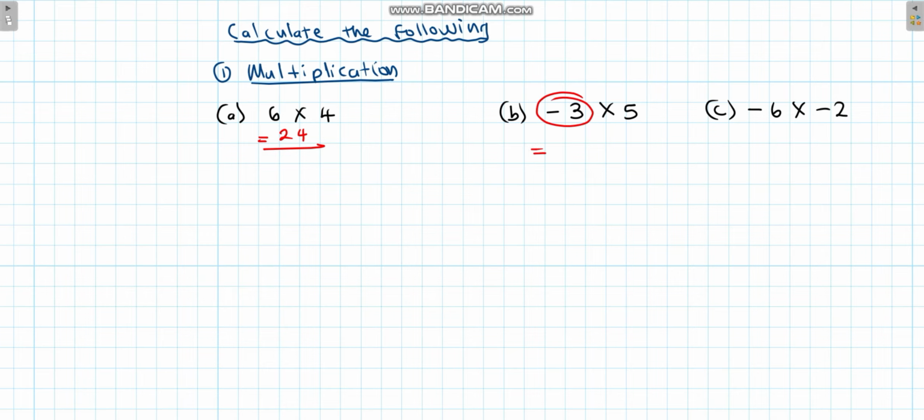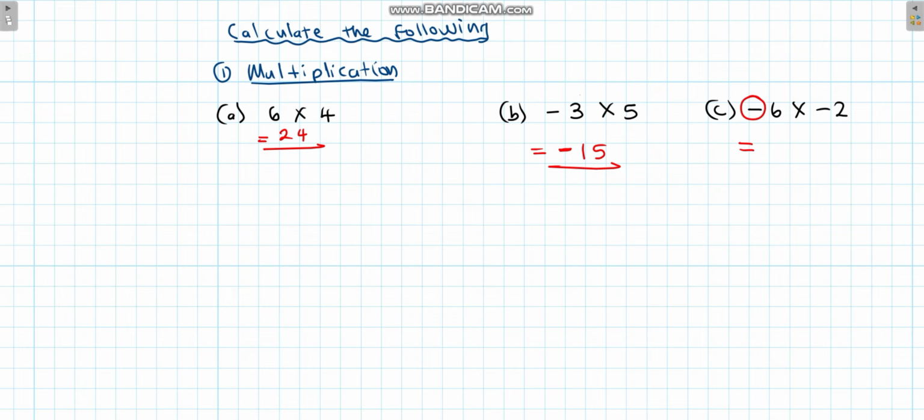Now let's move to B. How is the sign of negative 3? It's negative. How is the sign of 5? Positive. Why? Because we said a sign that comes before a number or a term goes with that number. So 3 is negative. A negative times a positive is what? An enemy of your friend is what? It's your enemy. So what is 3 times 5? 3 times 5 is 15.